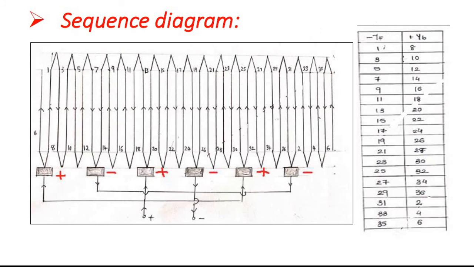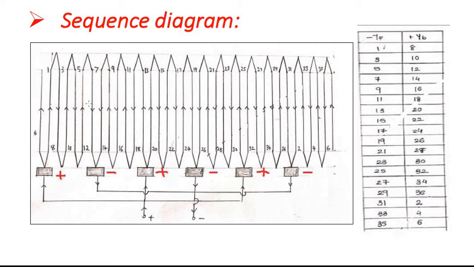So now from the winding table, 1 to 8. So this is conductor number 1 and it is connected to 8. So from the winding table, connect all the conductors like this. Now provide brushes to each coil. So now the first brush is at conductors 1 and 6. So this is the first brush.